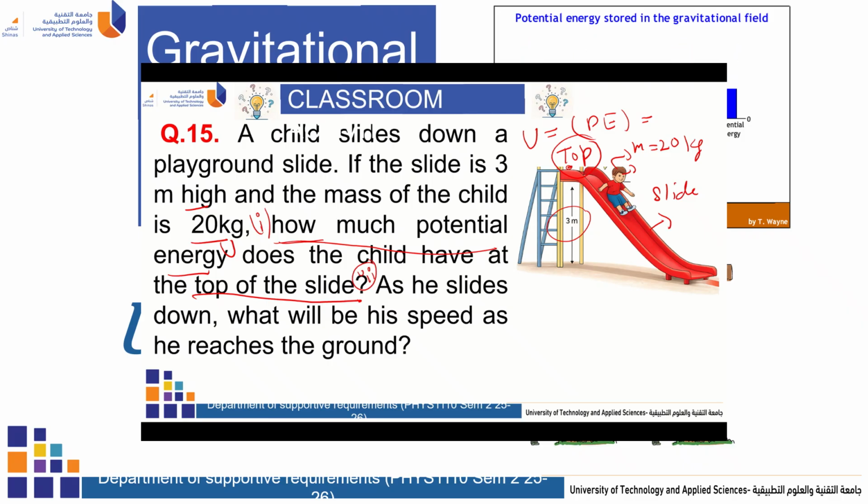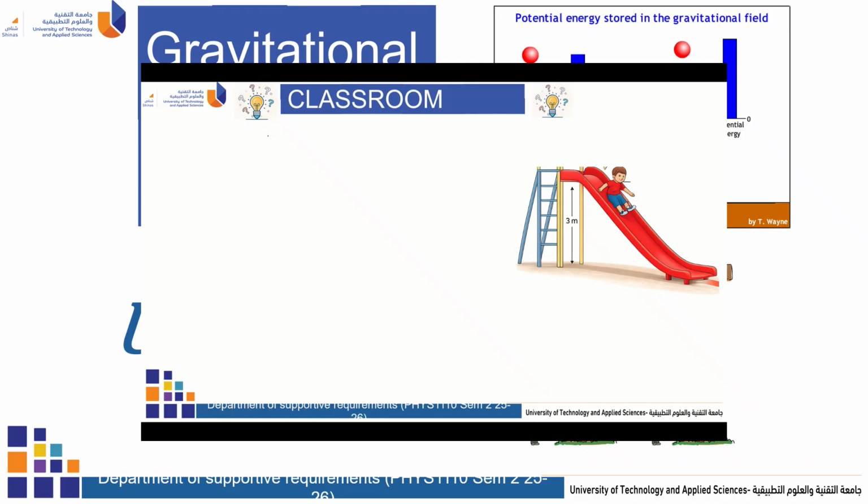As he slides down, he is coming down up to here. This is the ground. Now as he slides down, what will be his speed as he reaches the ground? So once this child comes here, what is the velocity of this child? So we have to find two things here. What is given to us?